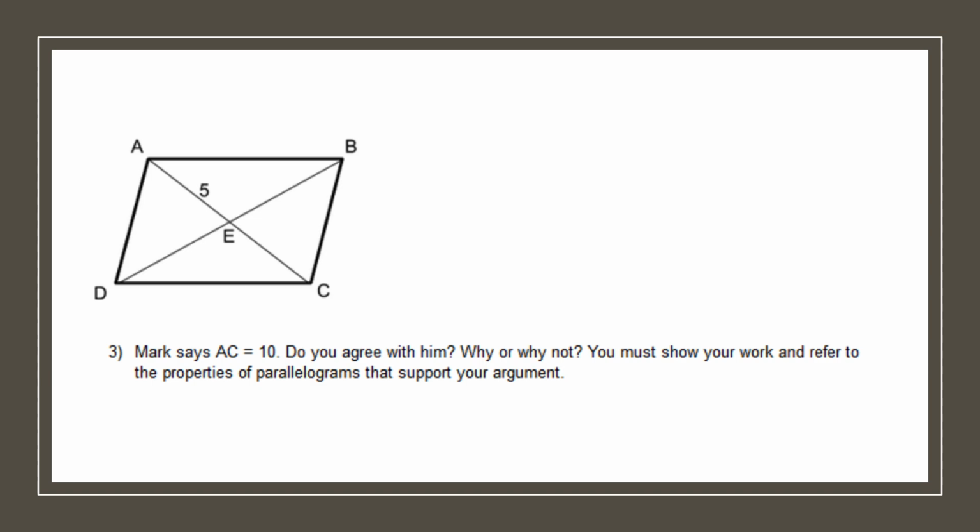Oh yeah, I definitely agree with Mark. The reason is because the diagonals bisect each other. So if A to E is 5, then E to C is also 5, and the whole length from A to C is 10.